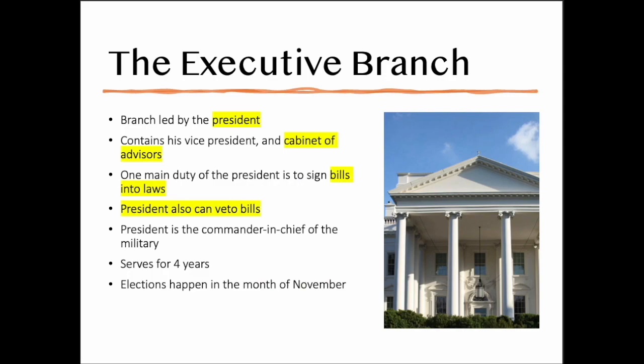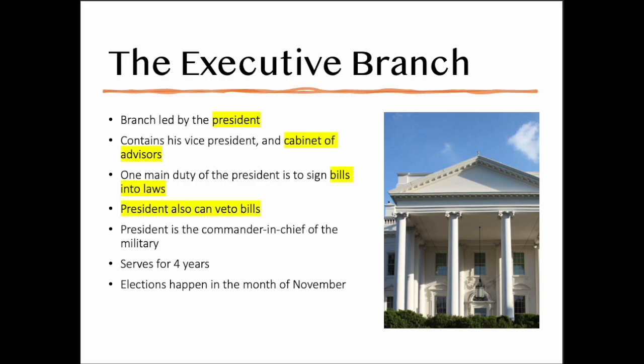Let's look at the executive branch first. This branch is led by the president. It also contains his vice president and cabinet of advisors. One of the president's major duties is to sign bills into laws. In addition to signing bills, the president also has the ability to veto bills, which is one of the major aspects of the checks and balances system, keeping the legislative branch in check. The president is also the commander-in-chief of the military, meaning he's the supreme commander of the armed forces.